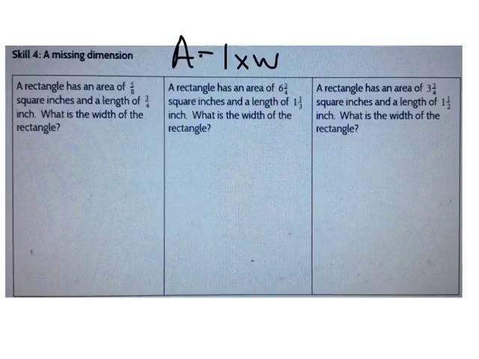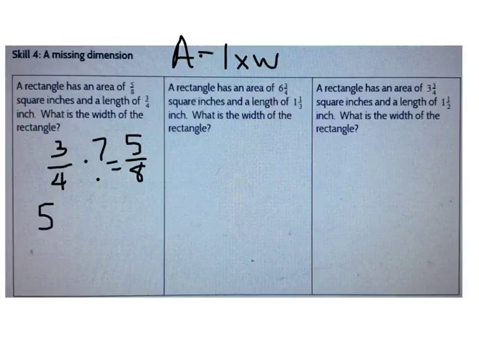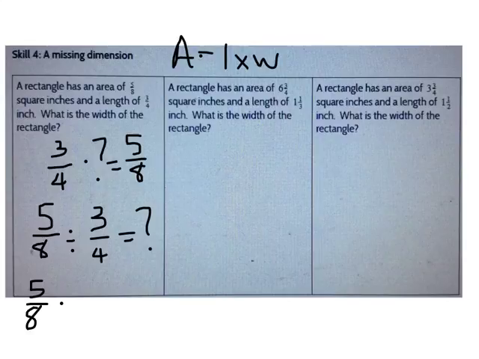What's the width? So I can say 3/4 times something equals 5/8. Or 5/8 divided by 3/4 will help me find what I'm looking for. I can multiply 5/8 times 4/3. Do that now. What's the result? You don't need to simplify.